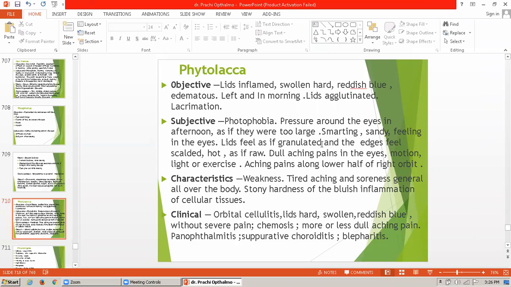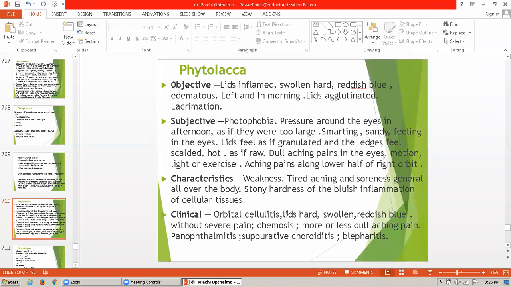Lids feel as if granulated, and the edges feel scalded, hot as if raw, with a dull aching pain in the eyes on motion, light or exercise. There is an aching pain along the lower half of the right orbit. Characteristics: weakness, tired aching and soreness generally all over the body. There is a stony hardness of the bluish inflammation of cellular tissues.